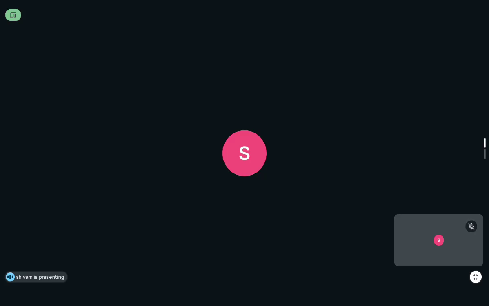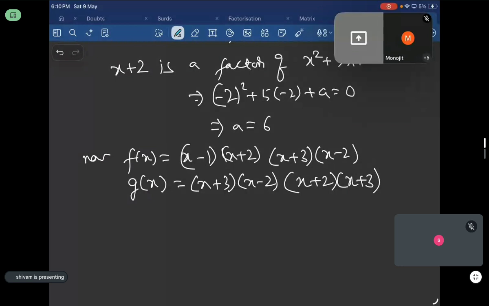Yes, A is equal to 6 and B equal to 2 is given as the answer. Tell me, anyone having any doubt? Anyone having any doubt till now? Okay, one last problem. So wait a minute. I think I'm making some mistake.